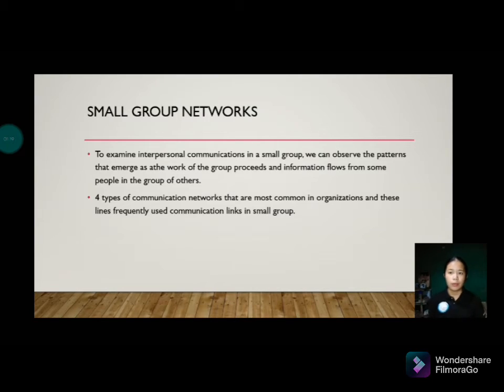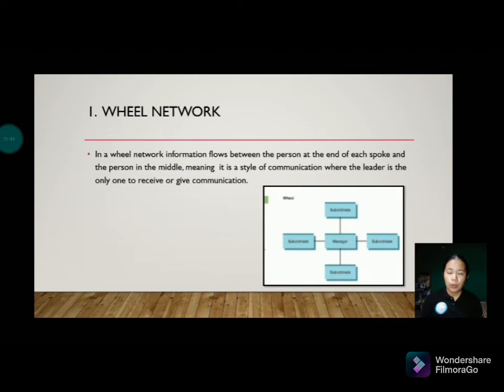In small group networks, there are four types of communication networks that are most common in organizations, and these are frequently used communication links in small groups. First is the wheel network. In a wheel network, information flows between the person at the end of each spoke and the person in the middle, meaning it is a style of communication where the leader is the only one to receive or give information or to communicate within his or her group.